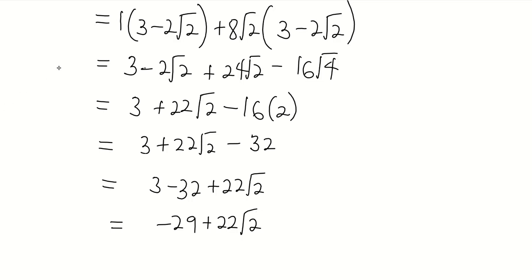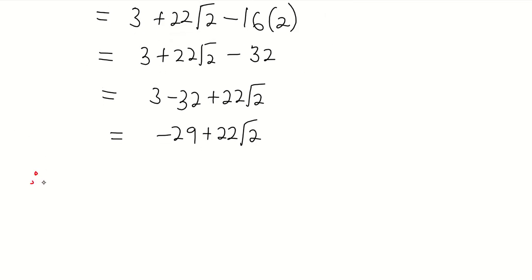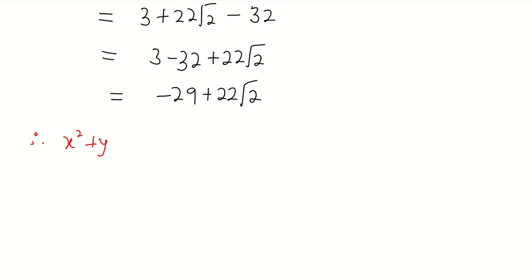So therefore, we can conclude by saying that x squared plus y squared, oh, it is minus rather. So we should clean and make it minus. So it's x squared minus y squared. So therefore, we can say that x squared minus y squared is equal to minus 29 plus 22 square root of 2. And this becomes our final solution.